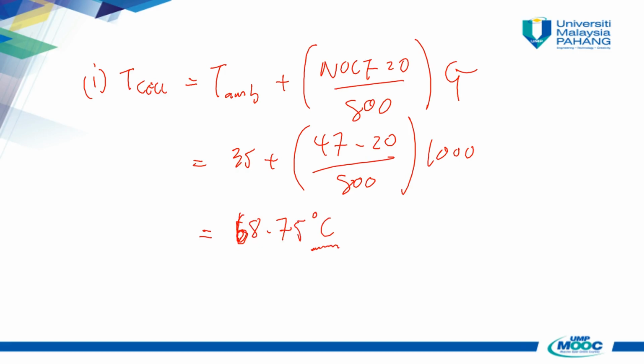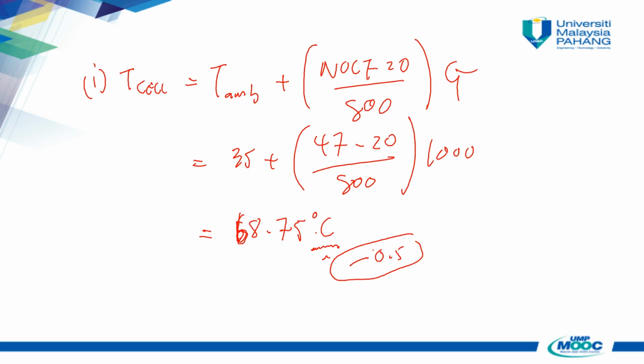Don't forget the degree C. Okay lah, until this level, even though you don't write the degree C, I still can okay lah. Maybe this semester I start to become more strict. If you don't write degree C, then I minus 0.5. Okay, 68.75 degree C.